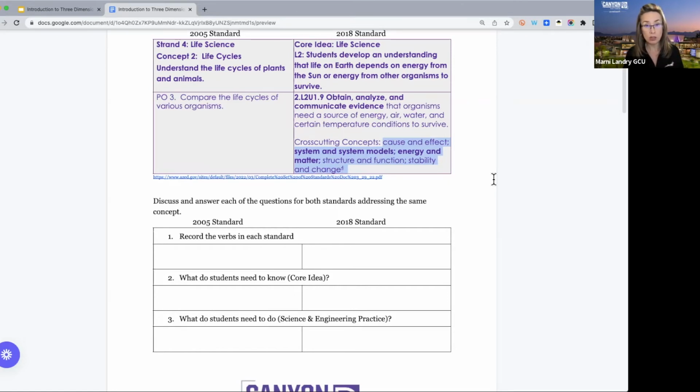So it's not wrong to ask students to look through the lens here, like of cause and effect. But really the best way to communicate and think about this issue is systems, system models, and energy flow. That's really the focus of the standard. So just notice those bold ones are foreground and really should be the focus of the unit.